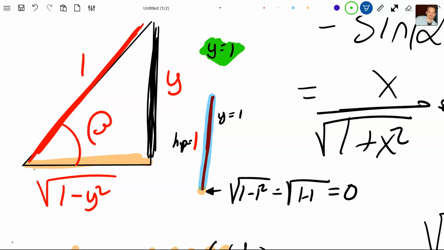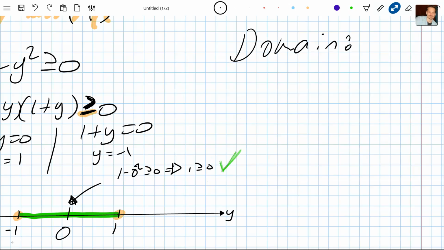What you may want to do is repeat this for yourself when y has the value negative 1. How would the triangle look? What would be the value of the so-called horizontal leg in this context? And so on. Those are little things that you can do on your own to extend what we've done in the lesson here. Now let's summarize our findings by making a picture of the domain.